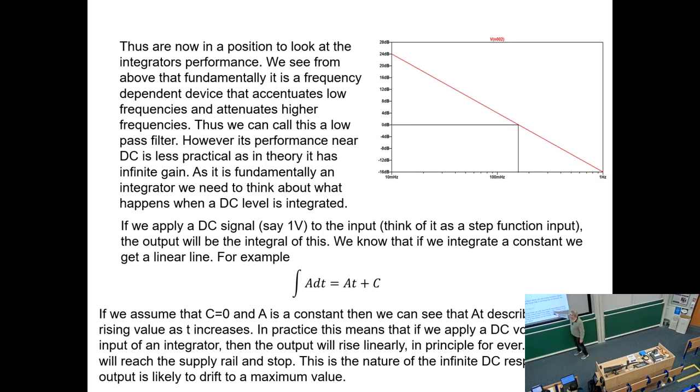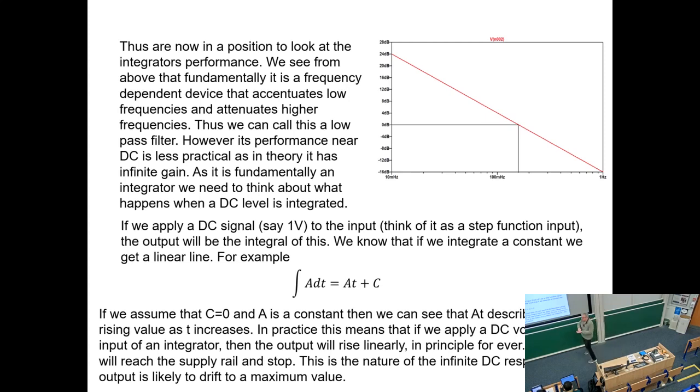So this means that if we apply DC voltage to the input of an integrator, then the output will rise linearly. In principle, forever. As time goes on, this number just gets bigger and bigger and bigger in the abstracted world anyway. In practice, it'll only ever rise to the supply value because the amplifier can't amplify outside of its supply value. So it'll go to the supply rail, one or the other, depends which way, and just sit there looking at you. So it's like a drift.